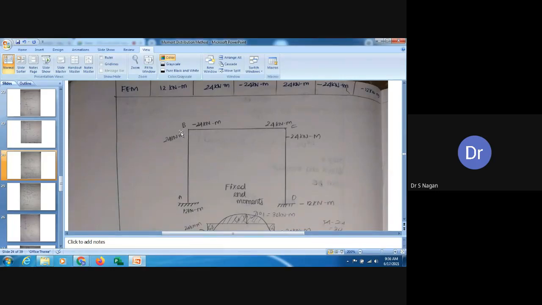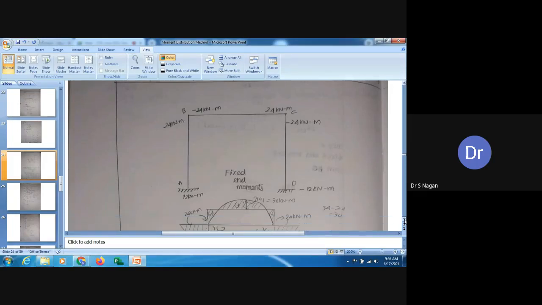Here also we can check at any joint, the moment balance is there. Similar joint, see there is moment balance. Here we have some moment. Now we'll see how to draw the bending moment diagram.